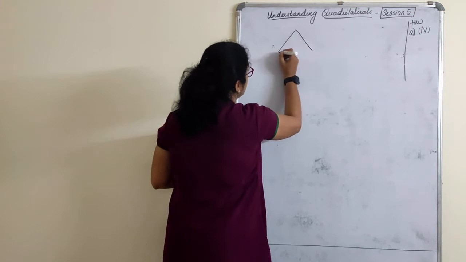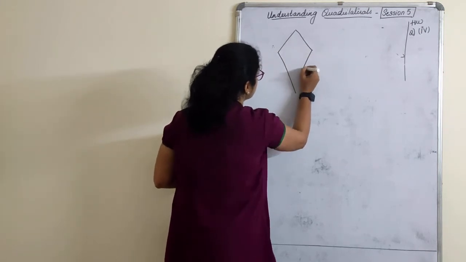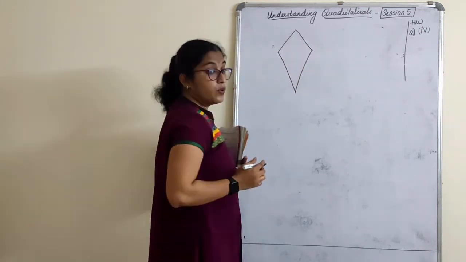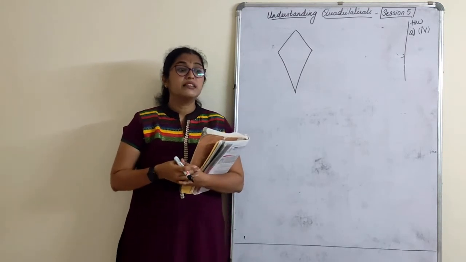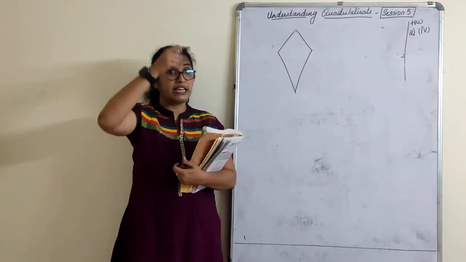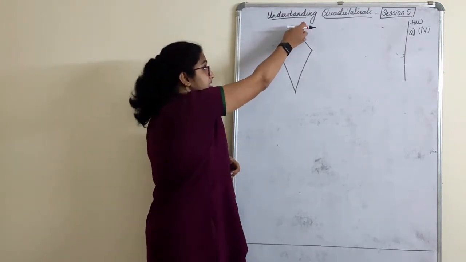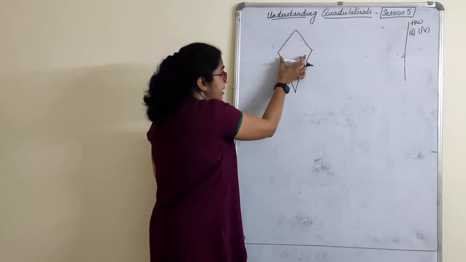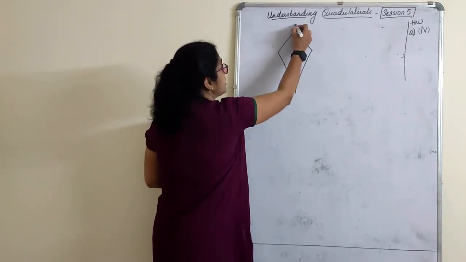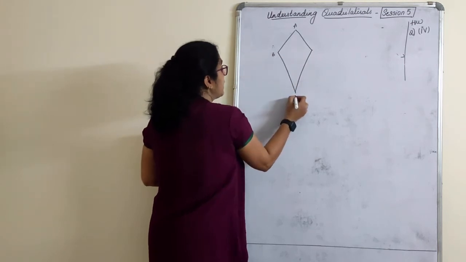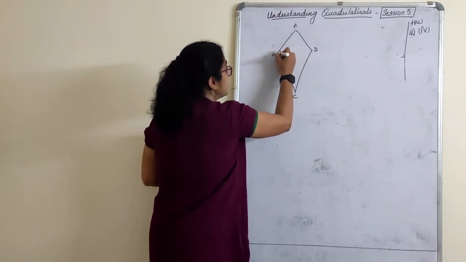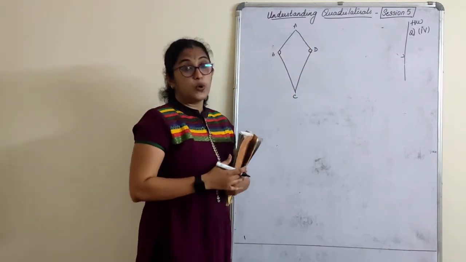Kite is also a quadrilateral. So, which angles are equal here? Usually, the angles at the two opposite vertices where the longest part will come are not equal. But if I write A, B, C, D, angle B is equal to angle D.